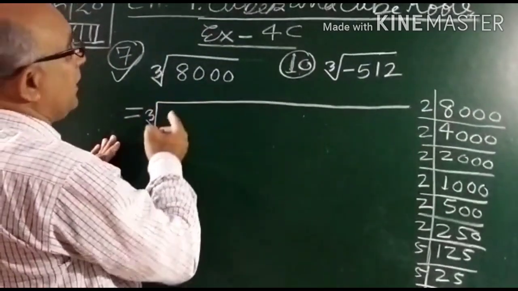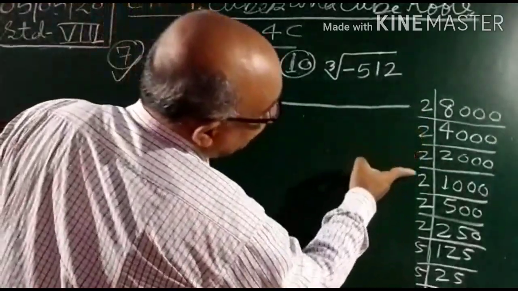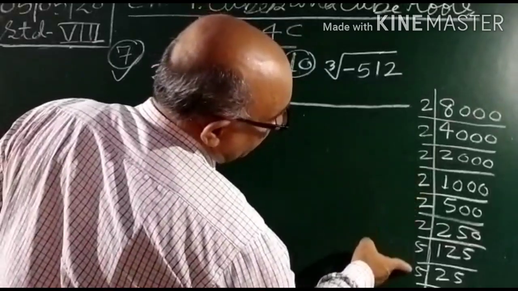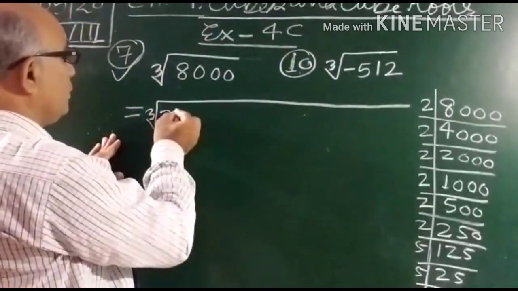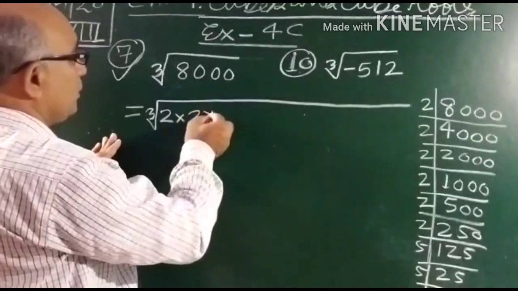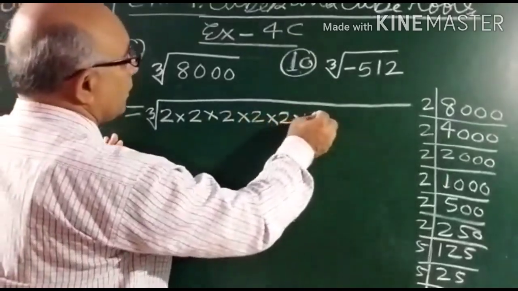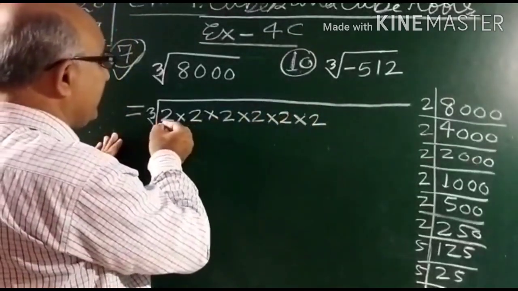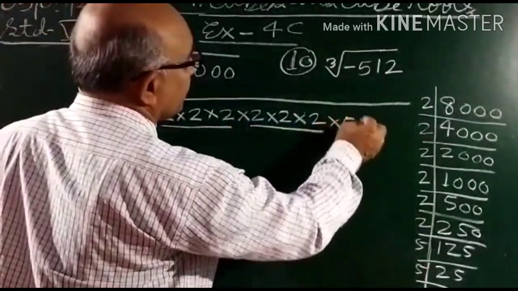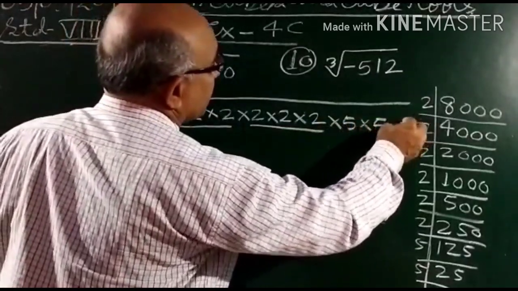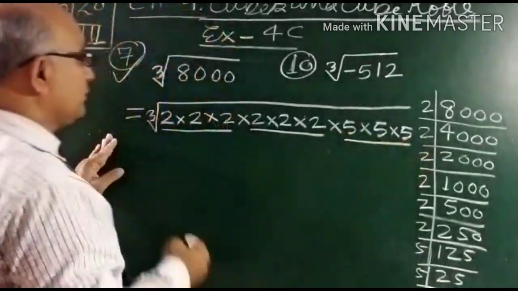Cube root of 8000. Write the prime factors of 8000: 2 into 2 into 2, 2 into 2 into 2, a pair of triplets of 2. Make a triplet, 2 into 2 into 2, 2 into 2 into 2. Now 5 into 5 into 5. Understand it? So make a triplet of 5 also.